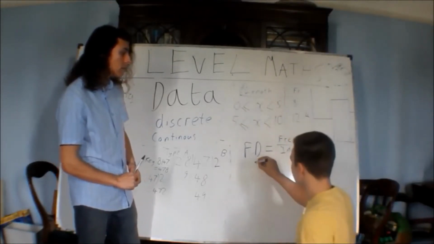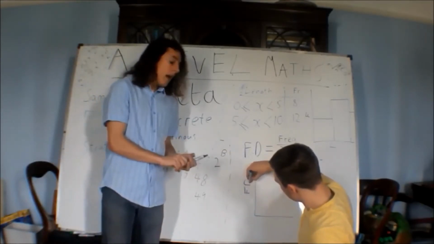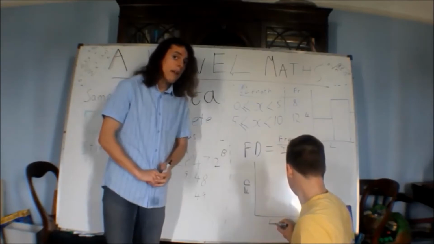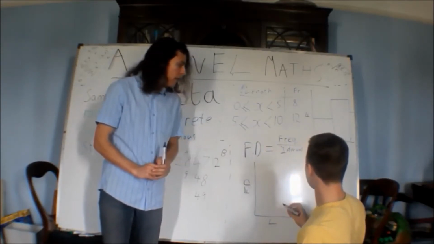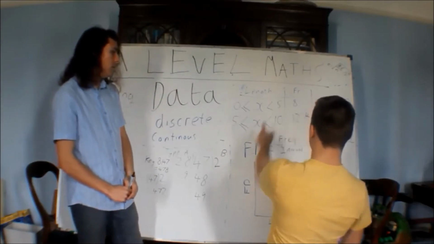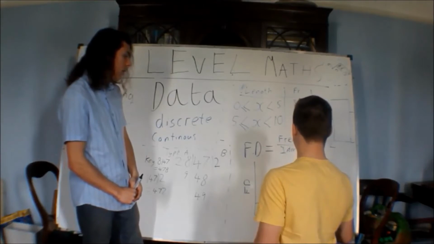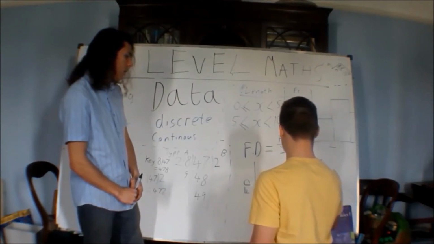When you've got that, you can plot your histogram, which is frequency density against length, where the actual size of the box would be how much there is. And it might look something like, I'm trying to think, 8 over 4 is going to be about 2, something like that. And then 12 over something like that, I don't know.